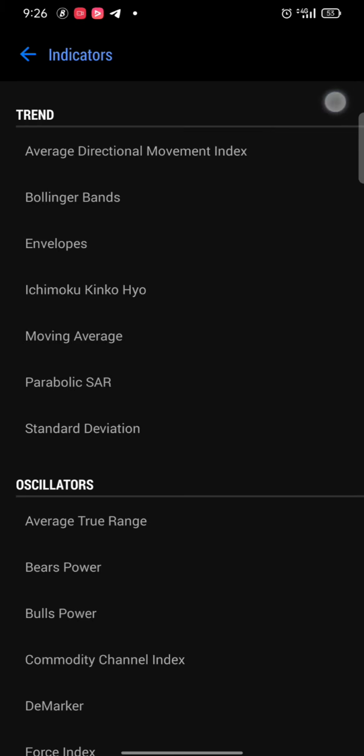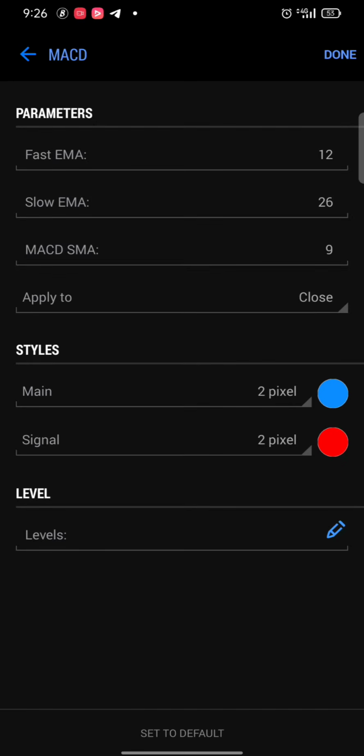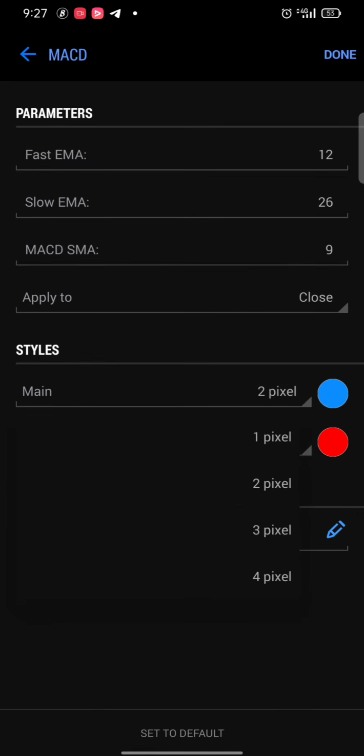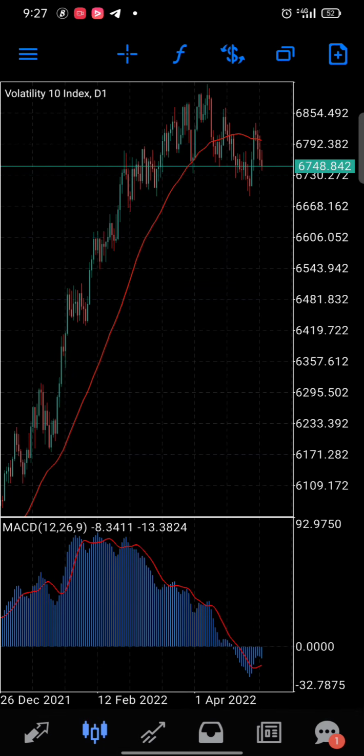And then you get a MACD. The MACD, guys, watch this. The first EMA, you make it 12. Slow EMA, make it 26, and the MACD SMA, you make it 9. Apply to close. Main 2 pixel, signal 2 pixel, just as you see on my screen. You can use the same colors, blue and red. You click done. You can use green as well, whichever one you wish. Okay, so this is it.